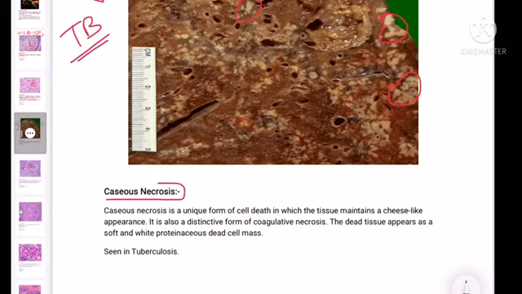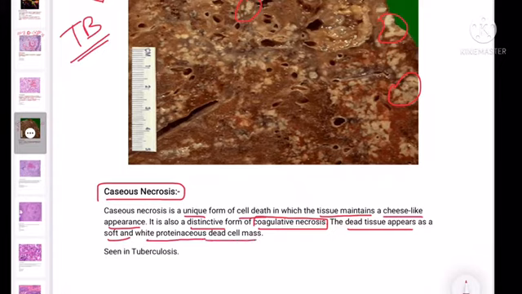So it's caseous necrosis. Caseous necrosis is a unique form of cell death in which the tissue maintains a cheese-like appearance. It is also a distinctive form of coagulative necrosis. So we can say that cheesy necrosis or caseous necrosis is a combination of coagulative necrosis as well as liquefactive necrosis. The dead tissue appears as a soft white proteinaceous dead cell mass seen in case of tuberculosis.